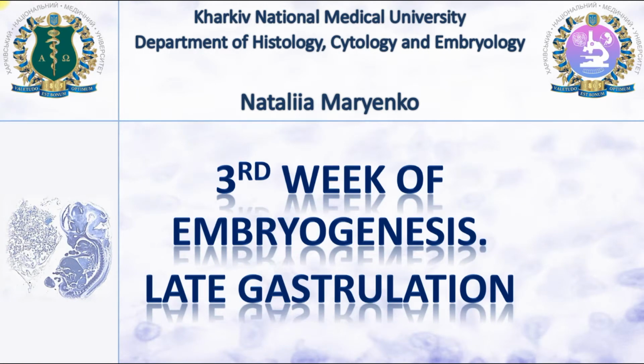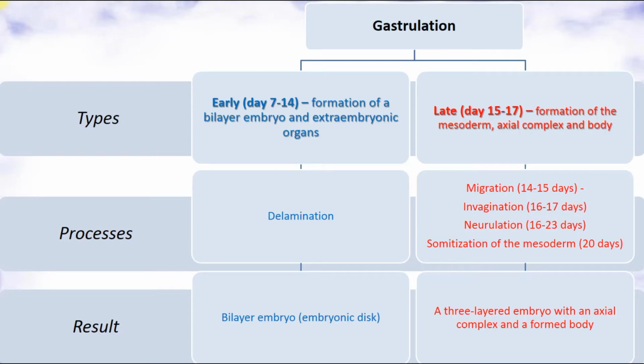Dear students, now we are going to the third week of human embryogenesis, to the late gastrulation. So you already know that there are early and late gastrulation. Early gastrulation is going on during the second week of human embryogenesis, and it includes delamination, which results in the formation of ectoderm and endoderm. So there is a bilayer embryo or embryonic disc, which is a result of early gastrulation. Now we are going to the late gastrulation.